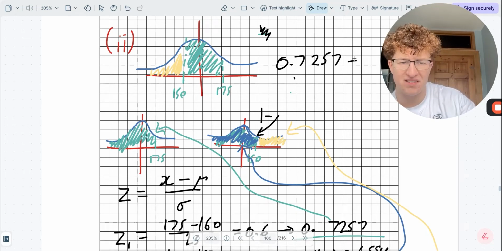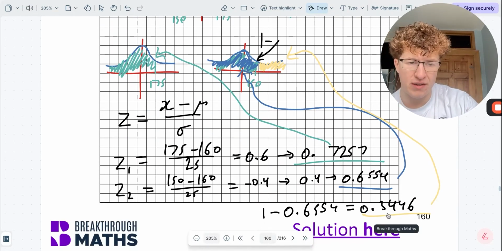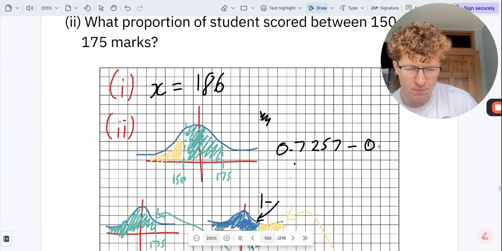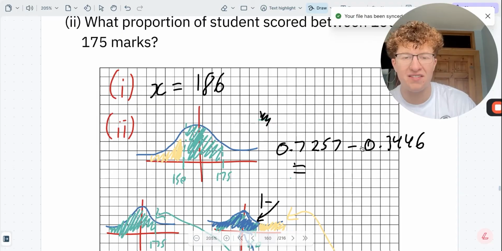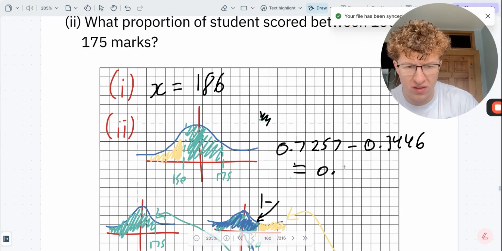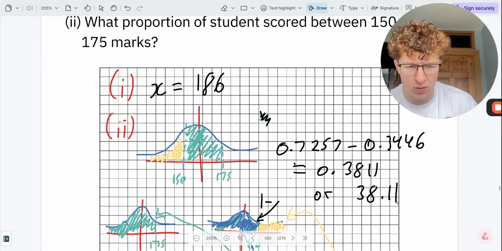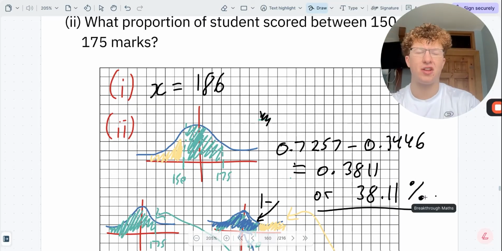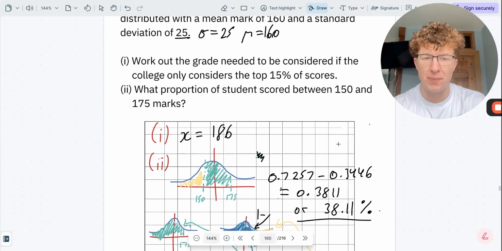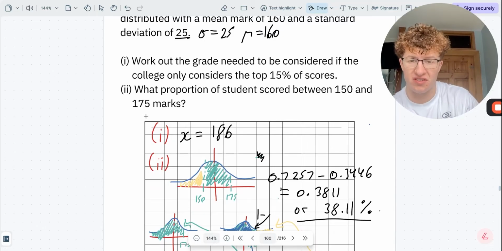0.77257 minus the yellow area, 0.3446. Boom. So the answer is going to be 0.3811 or 38.11%. That means that 38.11% of people scored between 150 and 175 marks.